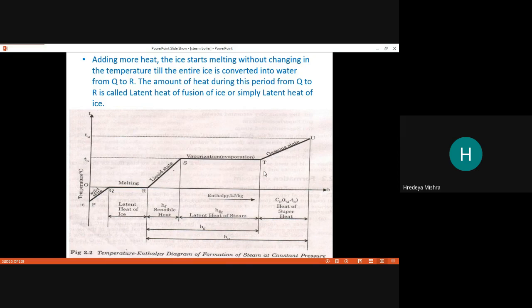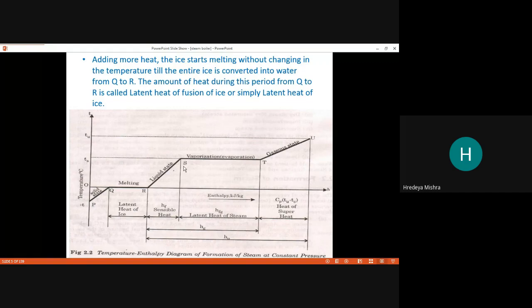S to T. Now again heat is being added, but temperature is not changed. Heat is added, but temperature is not changed. So here we can see the phase change again. Temperature is constant, but phase is changed.